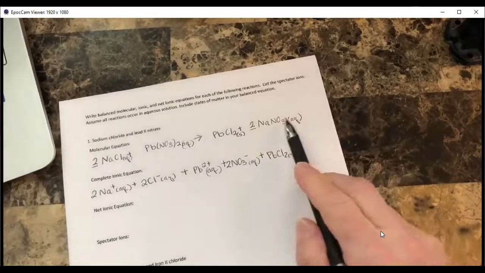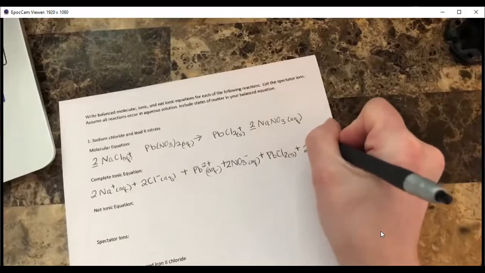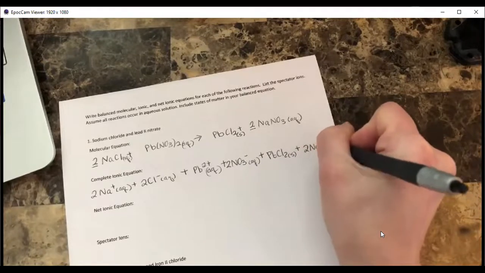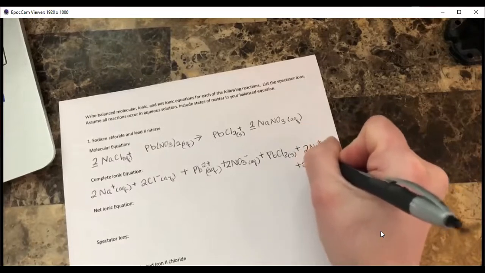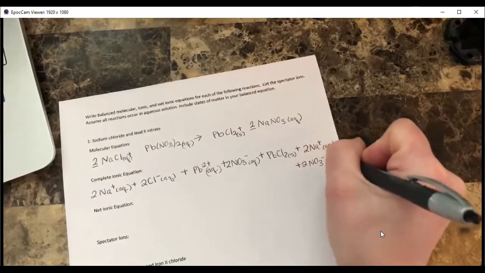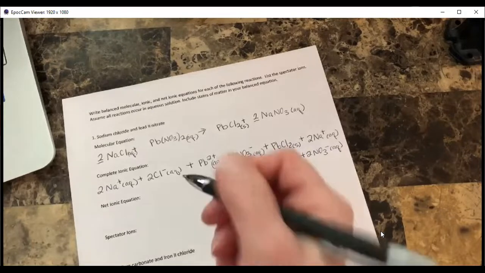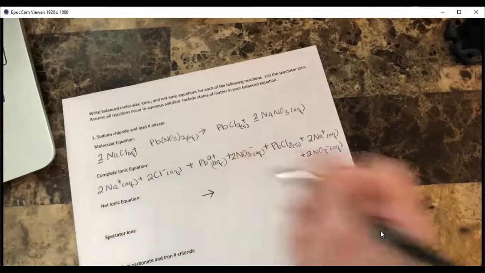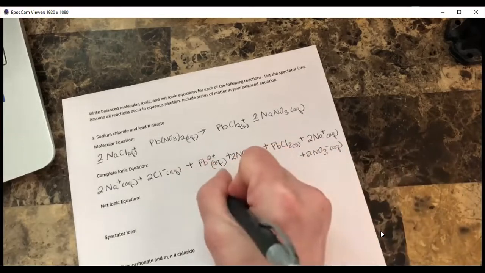And then we're going to pull apart this into its ions. So we have 2 sodium, which is aqueous, and I ran out of room again, sorry, plus 2 nitrate, which is aqueous. There we go, okay? So we want to figure out from the complete ionic equation what is producing the solid. So we're looking at this. So let's put down the solid, PbCl2.